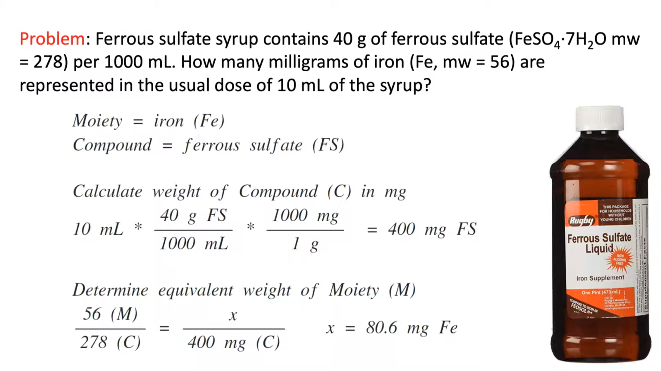So setting up the correct proportion of the molecular weights of the moiety over the compound allows me to solve really for either one that I'm looking for when I know the other. In this case, I knew the compound. I knew I had 400 milligrams of the compound. So when I solve for X here, the resulting units are also in milligrams, and my number would be 80.6. So 400 milligrams of ferrous sulfate in this solution as the heptahydrate provides 80.6 milligrams of pure or elemental iron.